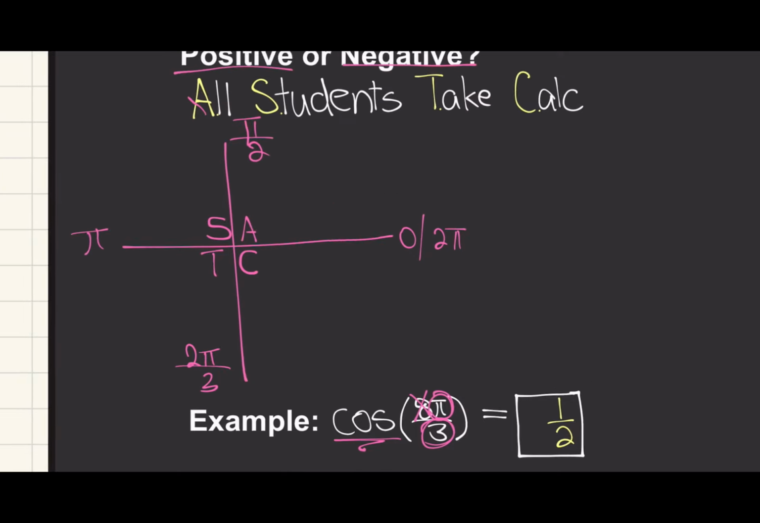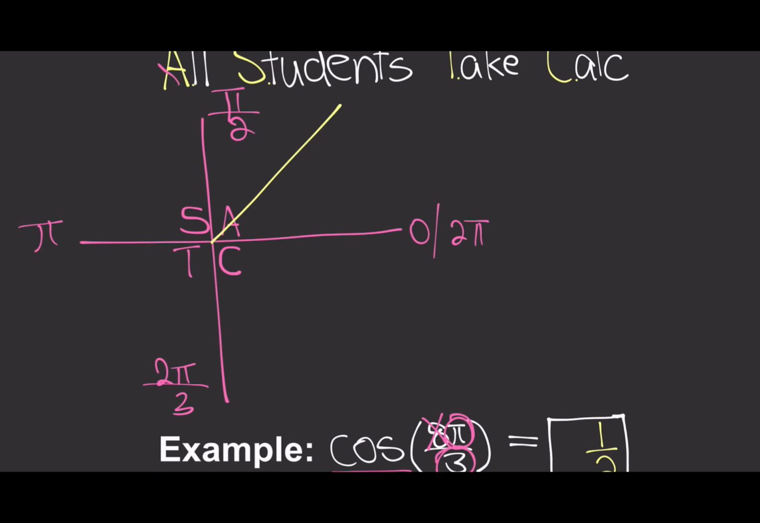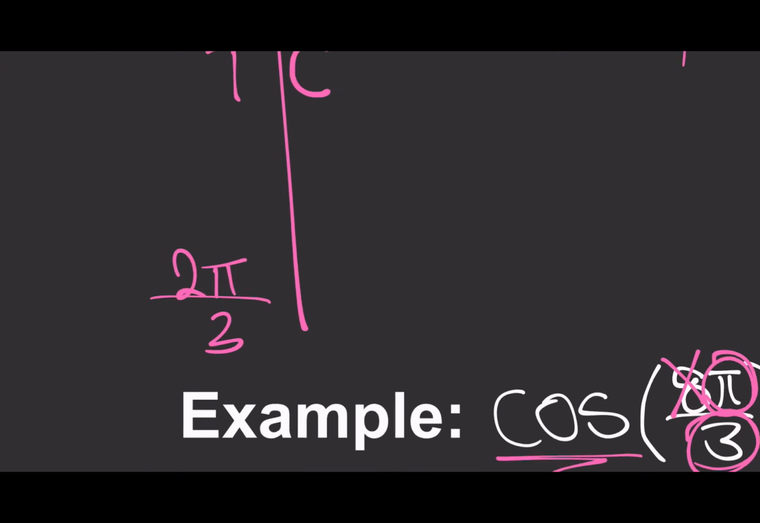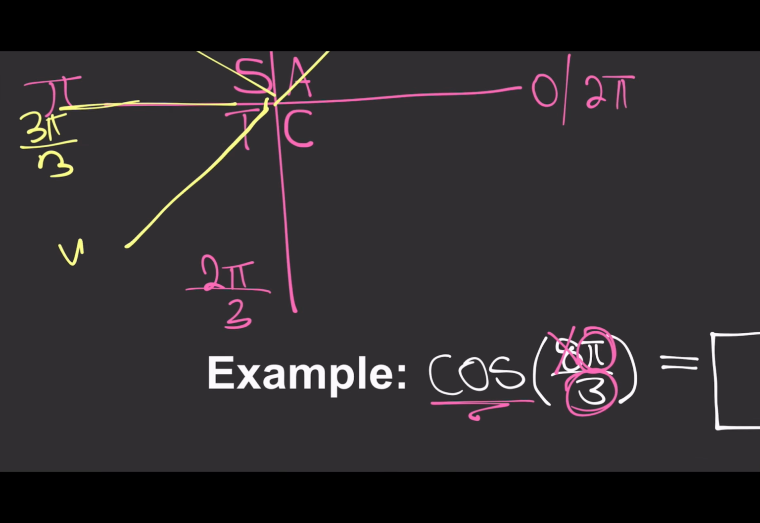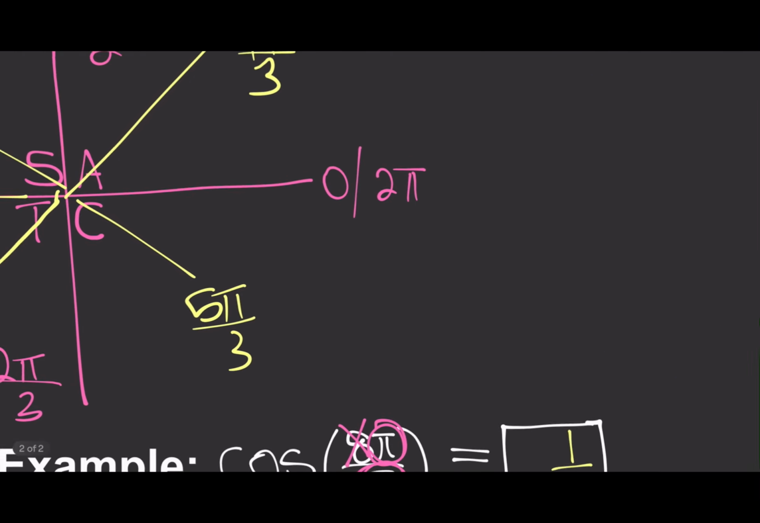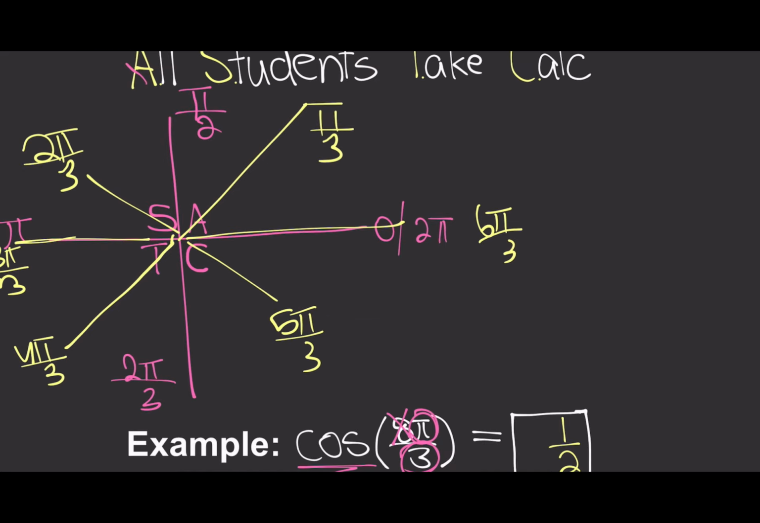So we're going to look over here. 8 pi over 3. Well, this would be pi over 3. This would be 2 pi over 3. This would be 3 pi over 3, which is basically just pi, it's a whole number. This is 4 pi over 3. This would be 5 pi over 3. And this is 6 pi over 3, meaning it's just 2 pi, okay, if you simplify it.